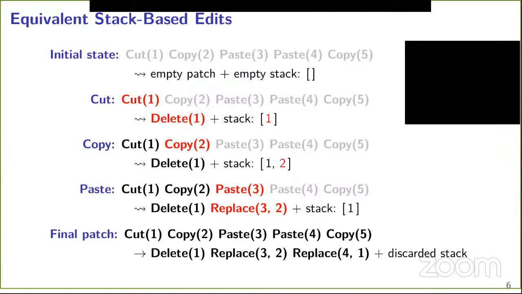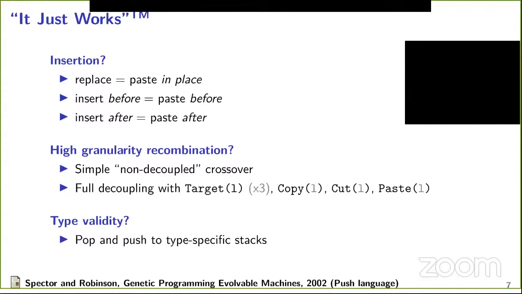Paste 3, which is replace 3, takes its second argument from the stack. So you obtain replace 3, 2, and the stack is now just 1. And if we apply paste 4, we obtain replace 4, 1. And the last edit is copy 5, which just has no impact because the final stack is discarded. So the original edit sequence cut, copy, paste, paste, copy is directly equivalent to delete 1, replace 3, 2, replace 4, 1. And it seems that it just works.